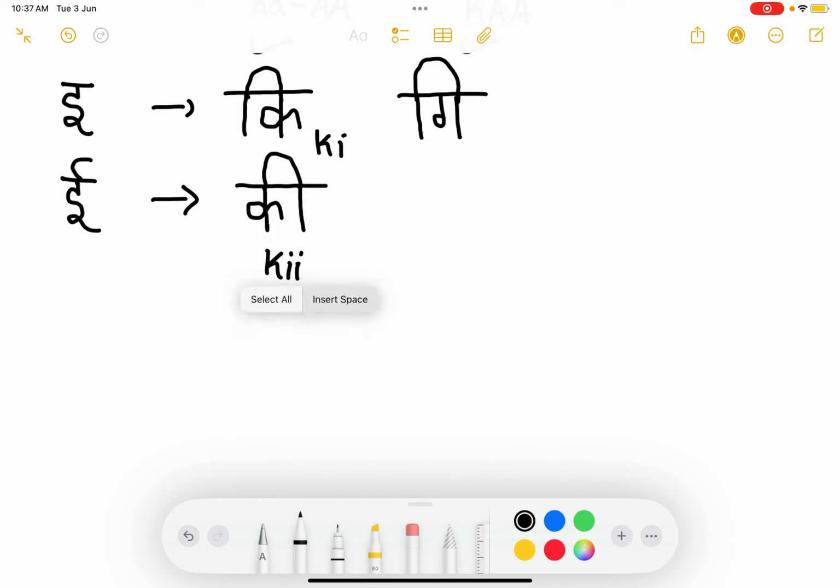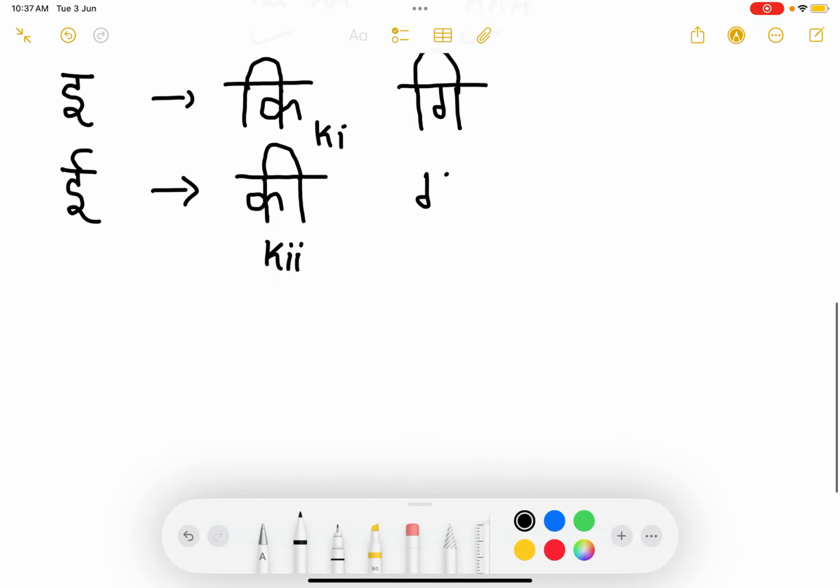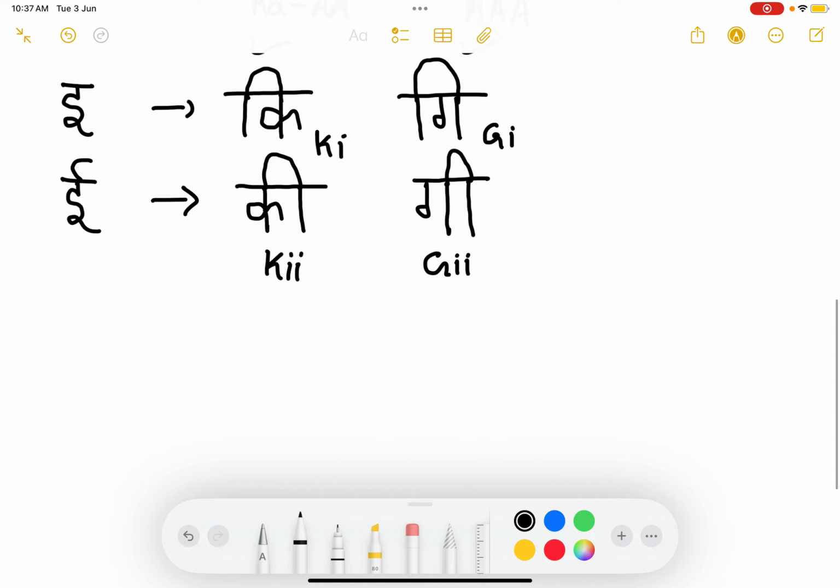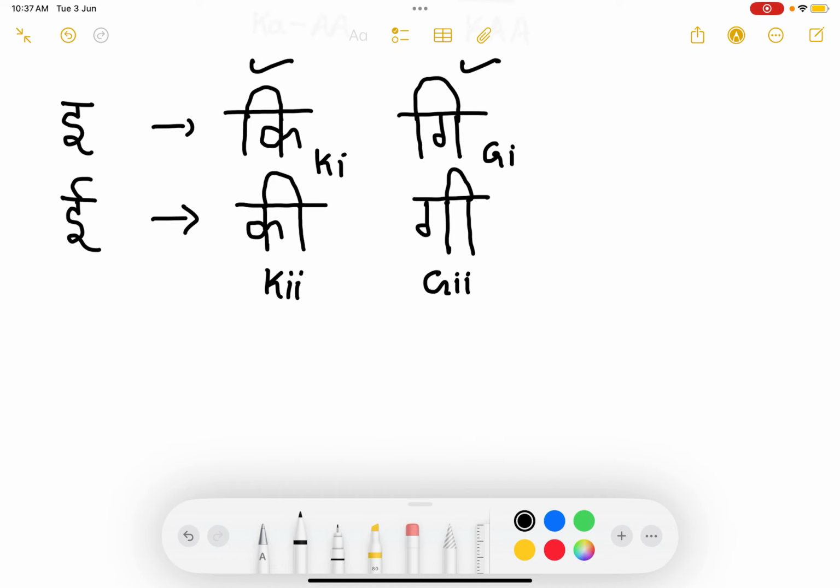Let's write gi as well. G. After the letter, we have a straight line. Take it up, join it on the straight line of the letter. This is gi. Previous one was gi. Compare the two sounds, the lengths are different. So we have ki, ki, gi, gi. That's how we pronounce these matras.